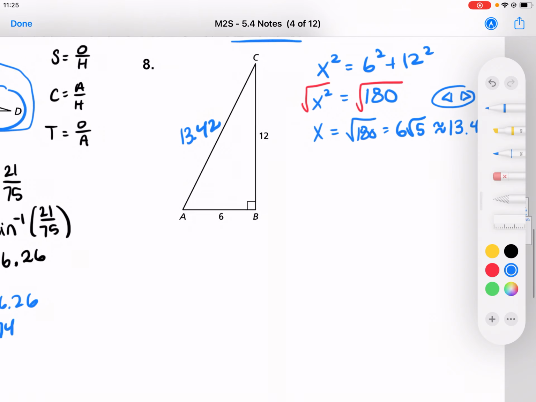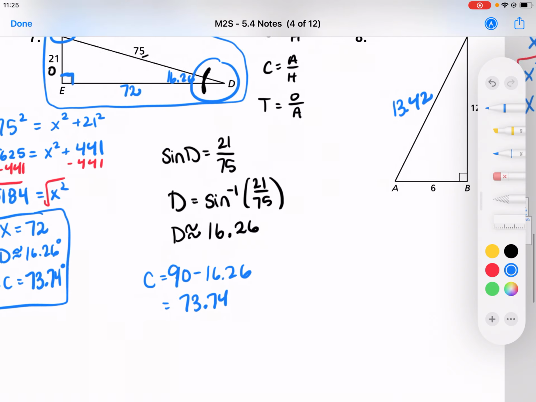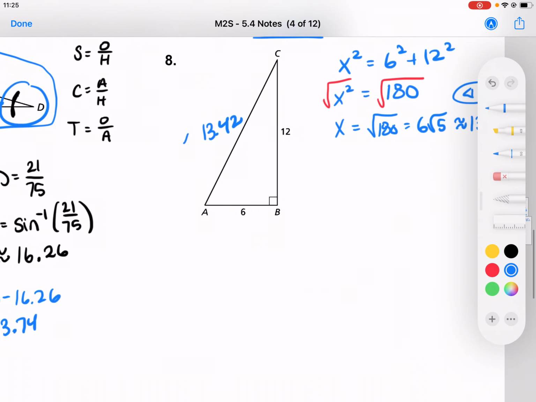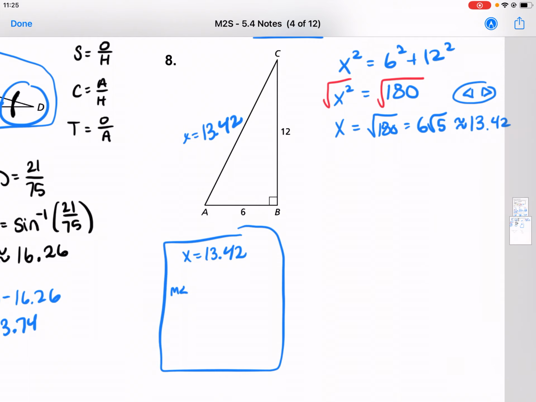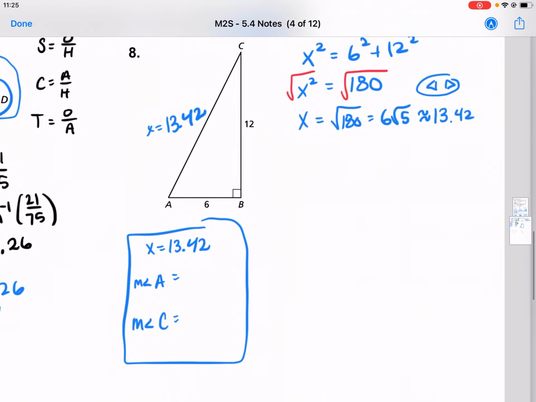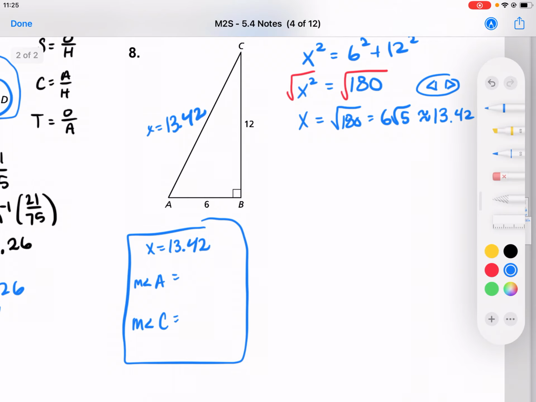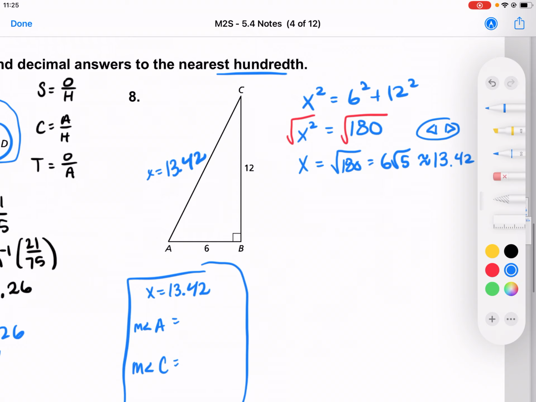13.42. So I'm calling that x. So I have x equals 13.42. We need to now find the measure of angle A and the measure of angle C. So those are the two we're missing. So once again, once you have three sides, it's really easy because you can just pick whatever sine, cosine, or tangent function you want. I did sine last time. Why not do it again?